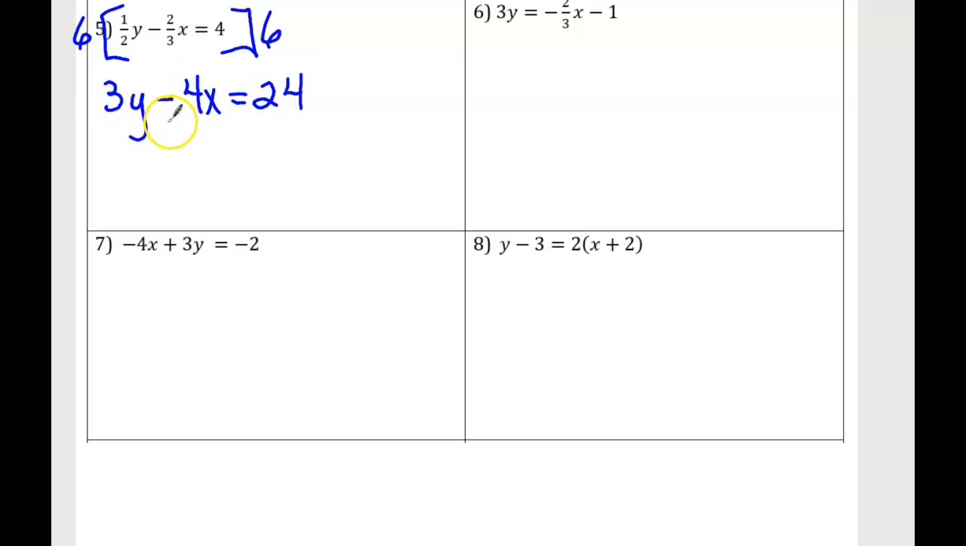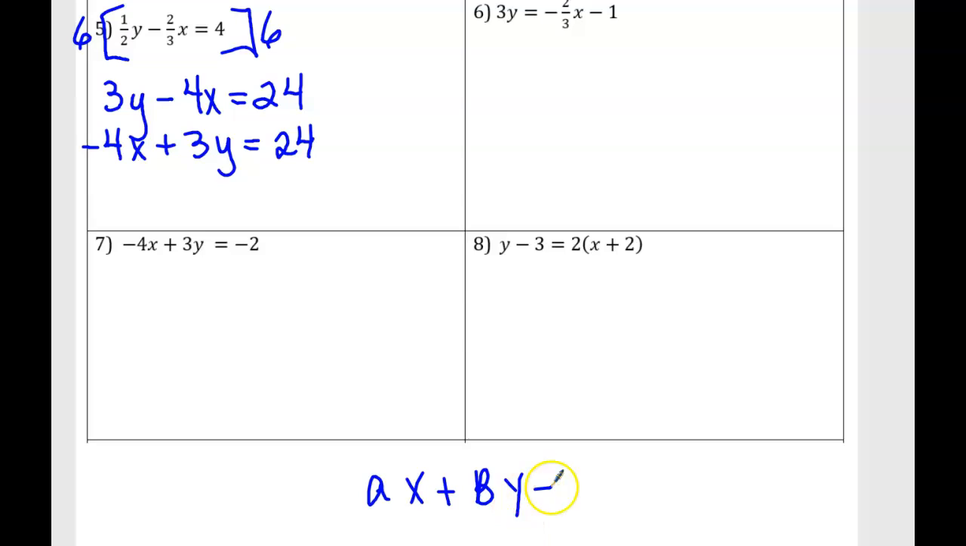Notice we're not quite in standard form, so I'm going to rearrange this to be negative 4x plus 3y equals 24. Get it into that form of ax plus by equals c. That's standard form. Okay, but now we need to multiply both sides by negative 1 to get rid of that leading coefficient that's negative. So our final answer would be positive 4x minus 3y equals negative 24.